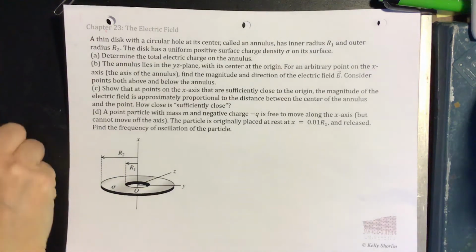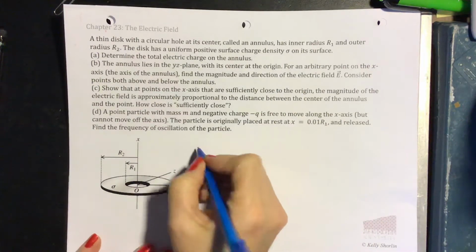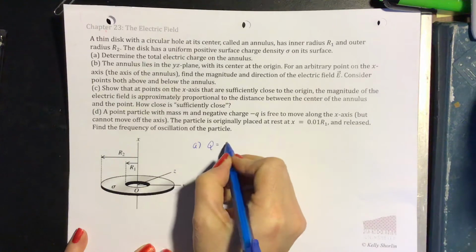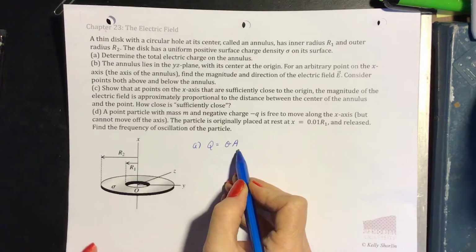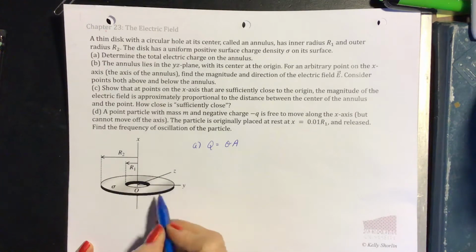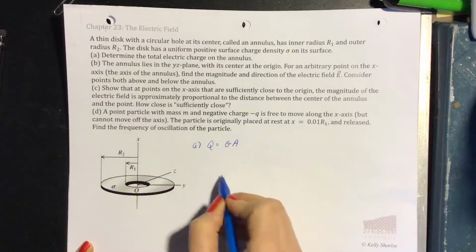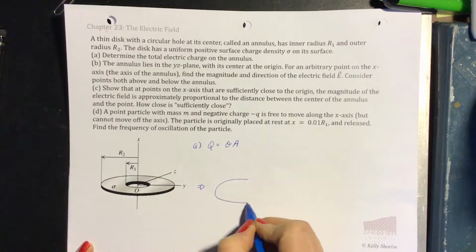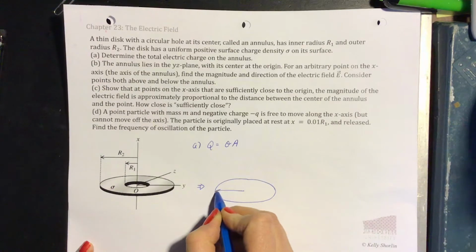So if we're going to find total electric charge and we know the surface charge density, well, we know that charge equals the density times the area. How do we find the area? Well, that gets us thinking about how do we treat this annulus. Let's think first, what if we had a solid disk with radius R2? Do the best I can, it's not a super drawing.